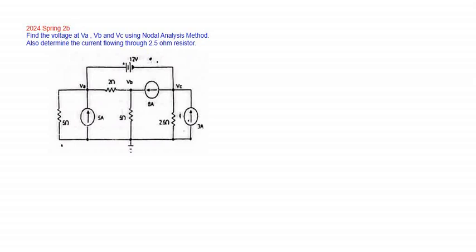This video is basically based on the nodal analysis method. First, looking at the question, we can easily understand that there is a 12 volt voltage source between node A and node C. This means that node A and C form a supernode. Okay, let's start the solution.